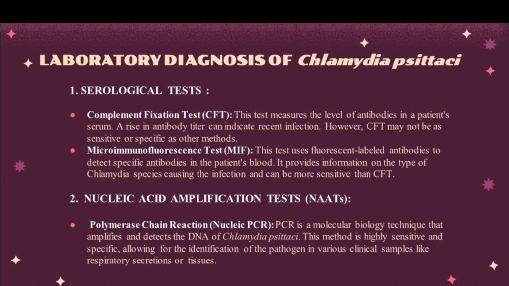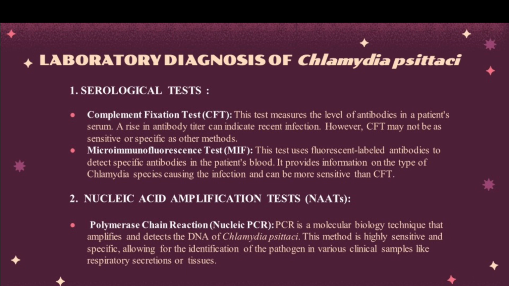Complement fixation test measures antibody levels in a patient's serum. A rise in titer can indicate recent infection. Complement fixation test may be less sensitive or specific compared to other methods. Microimmunofluorescence test uses fluorescent labeled antibodies to detect specific antibodies in the blood. It identifies the Chlamydia species causing the infection and is often more sensitive than the complement fixation test.